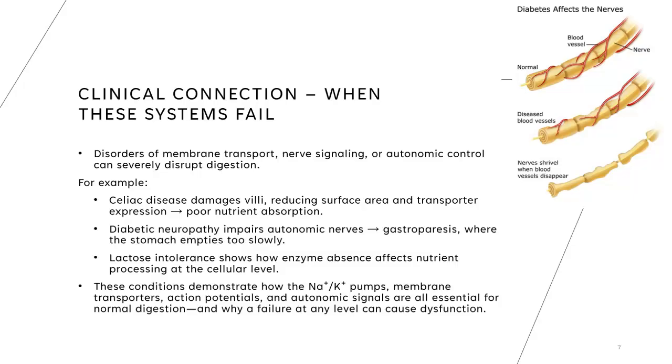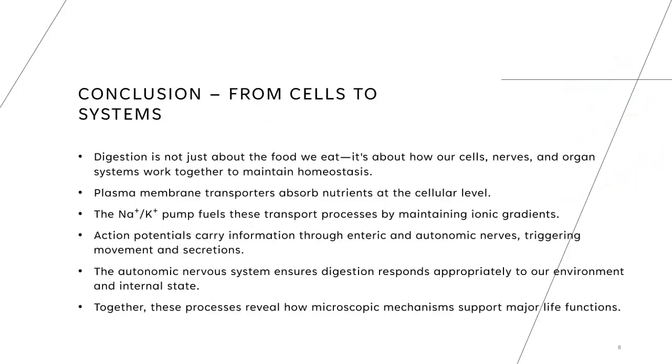And these conditions demonstrate how the Na+ and K+ pumps, membrane transport, action potentials, and autonomic signals are all essential for normal digestion, and why a failure at any level could cause dysfunction. And to wrap everything up, digestion is not just about the food we eat, it is about how our cells, nerves, and organ systems work together to maintain homeostasis.